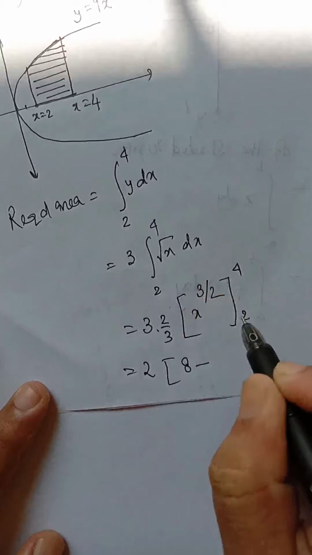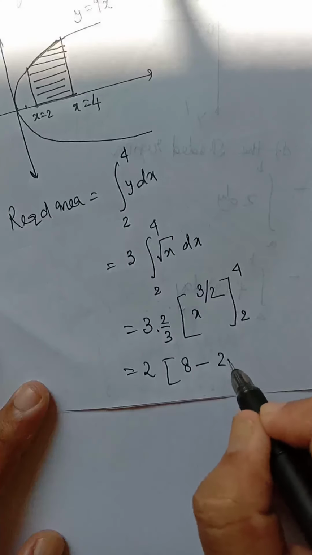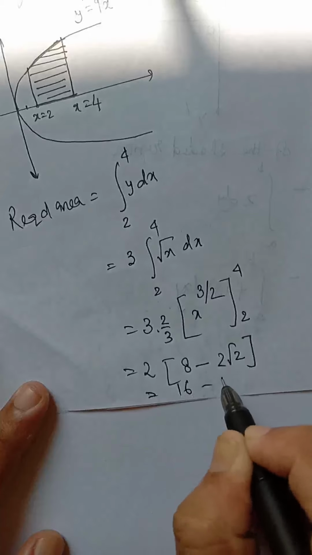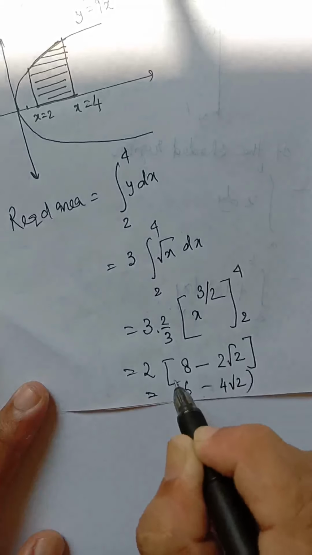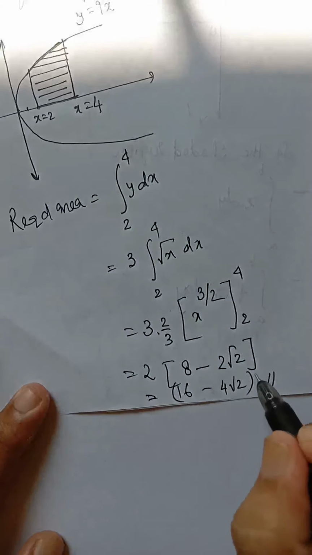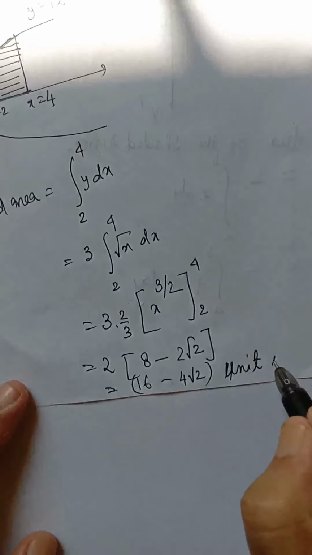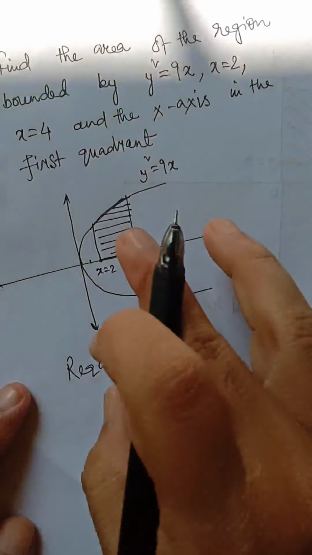8 minus 2 to the power 3 by 2 is 2 root 2. So ultimately the answer is 16 minus 4 root 2. This is the area of this. You can write the unit also. This is the area of this particular region.